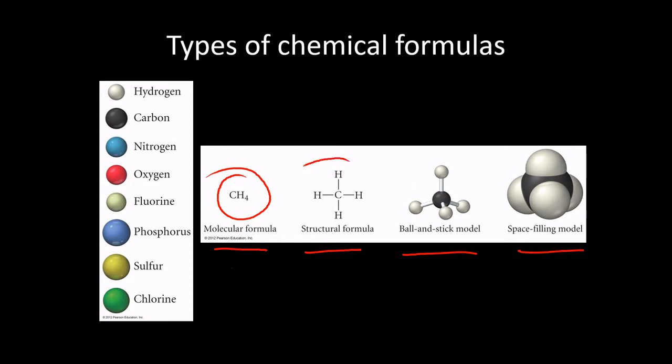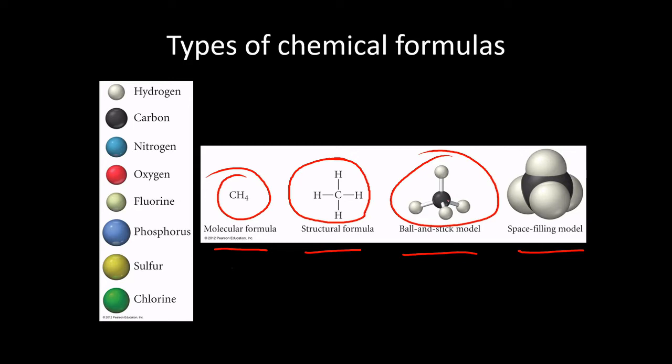Structural formulas, which are the next one, do give you that information. They tell you that not only do you have 1 carbon and 4 hydrogens, but all the hydrogens are attached to the carbon. So it gives you essentially a little bit more information. And the same thing is true for the next one here. This is what we call the ball and stick model.